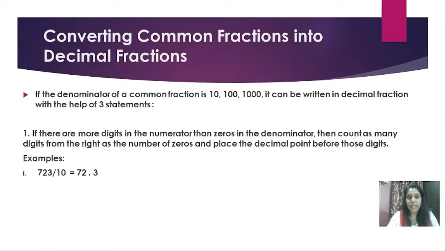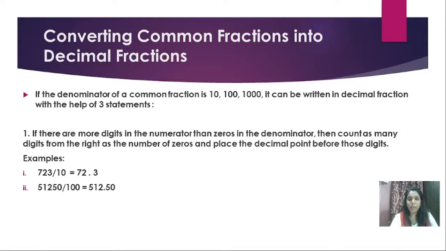723 divided by 10. And how will we write it as a decimal fraction? Now we have only 1 zero. So we will count only 1 digit. So 3, and then we will place a point. Correct, children? We will count only 3 and then we will place a point. Because it says if there are more digits in the numerator than the zeros in the denominator, then count as many digits from the right as the number of zeros. So there is only 1 zero. So we will count only one number. Let's see the second example.